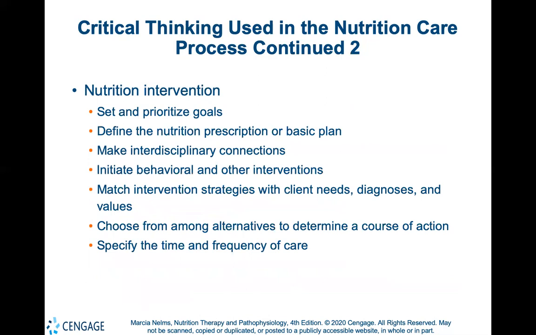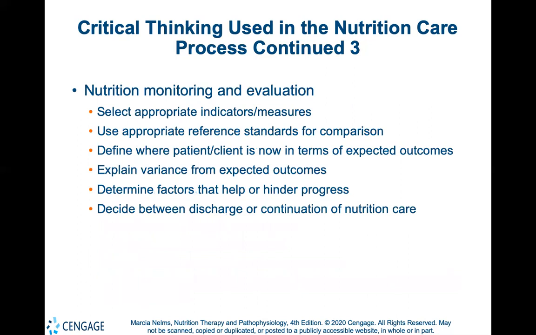Set and prioritize goals. Define the nutrition prescription or basic plan. Make interdisciplinary connections. Initiate behavior or other interventions. Select appropriate indicators and measures. Use appropriate reference standards for comparison. Define where patients or clients are now in terms of expected outcome. Decide between discharge or continuing of nutrition care.